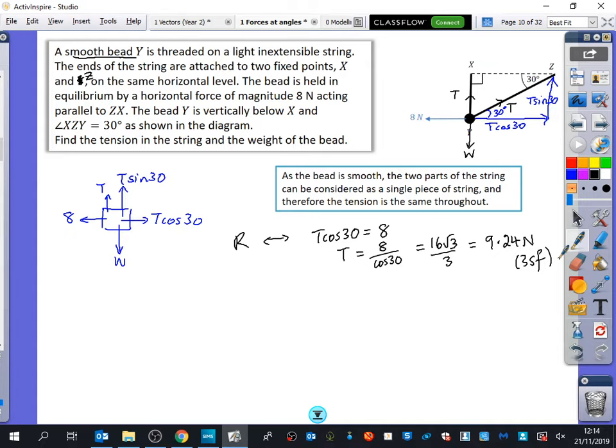They are the same. The t's are the same because of this bit in the box here. Read that again, okay?